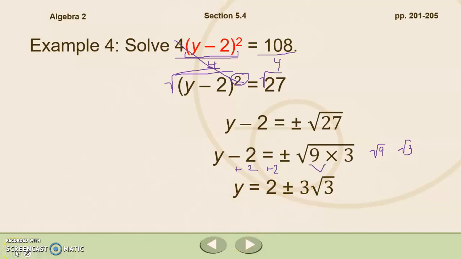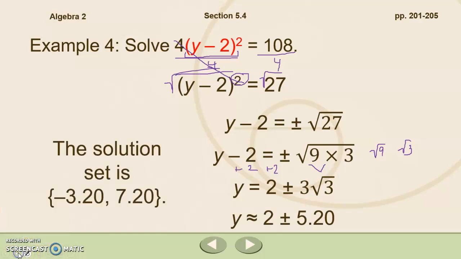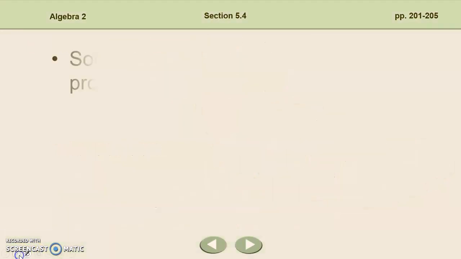Now, if we needed an exact number, we could then plug that into our calculator if we needed a decimal approximation. If we don't need a decimal approximation, we can stop right here. Our solution set with a decimal approximation would be, I'm sorry, our y would be one of two values since we have plus or minus. Our y would either be negative 3.20 or positive 7.20 if we needed a decimal approximation.